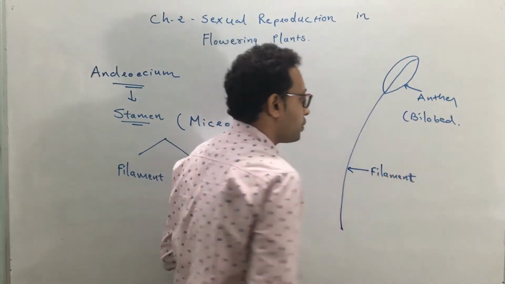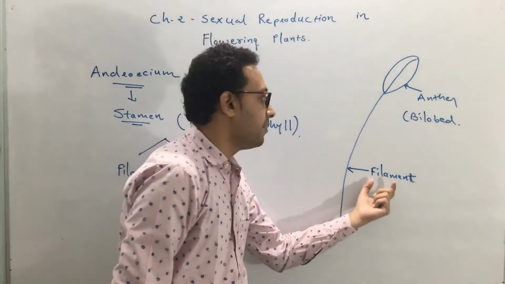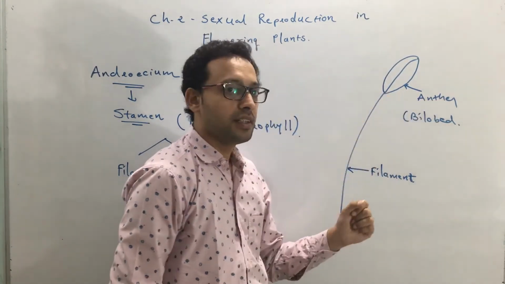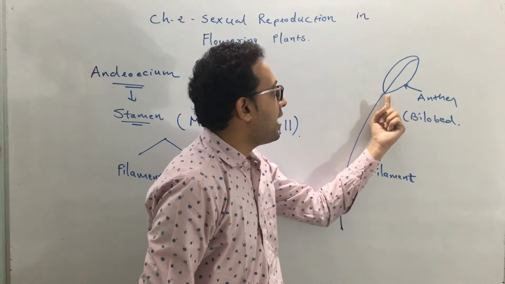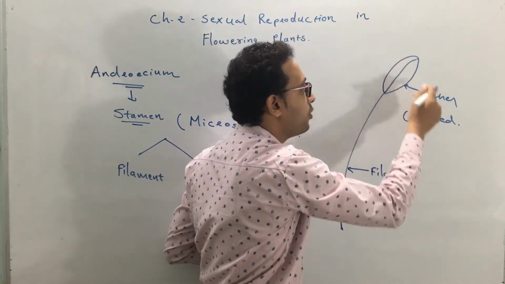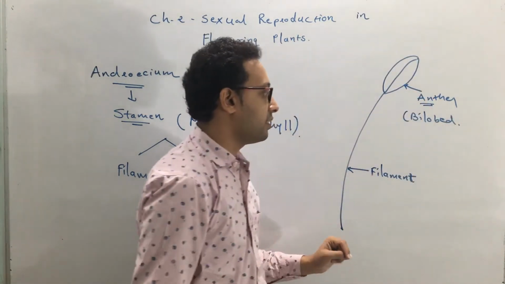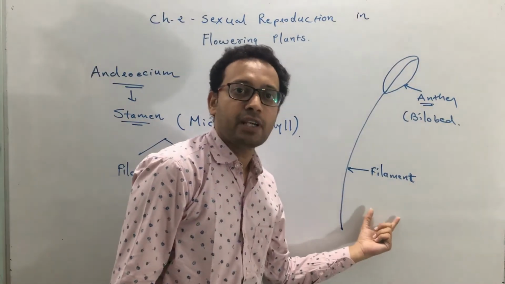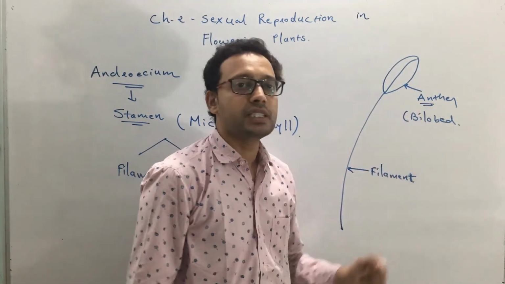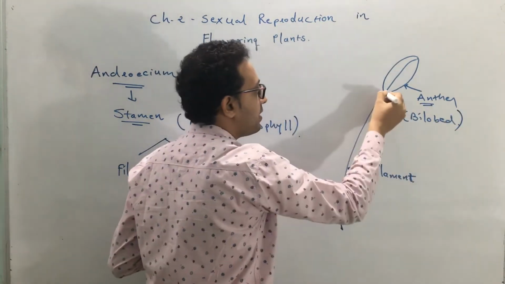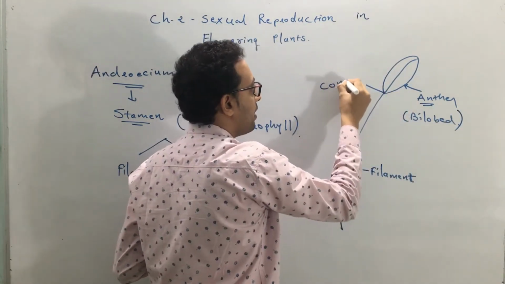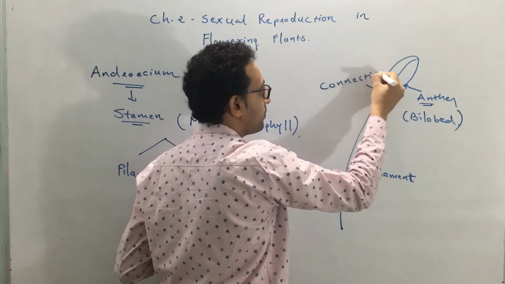Okay, students. So these are the two parts of a stamen, filament and anther. Filament is a slender part of a stamen, and at the terminal end of the filament there is a bilobed structure, which we call the anther. Filament is a sterile part of a stamen and the anther is a fertile part of a stamen. This anther and filament are connected by the connective.